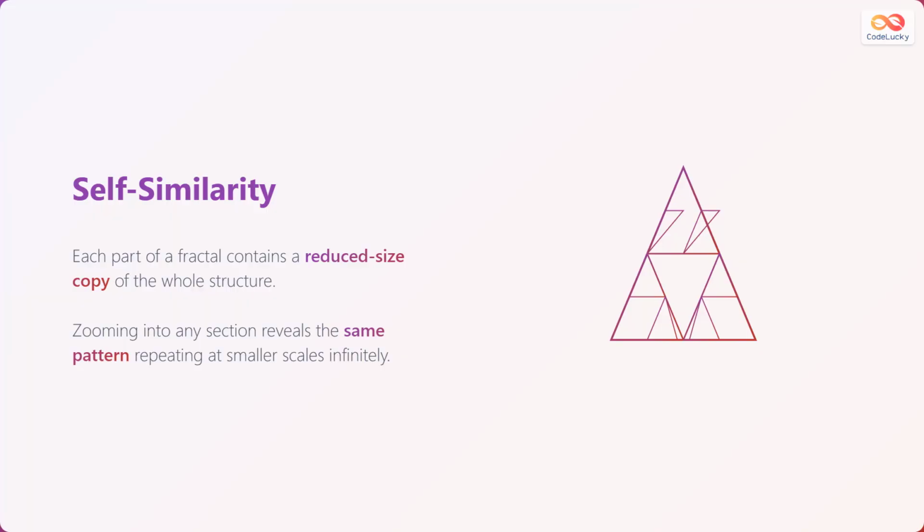Self-similarity is a fundamental property of fractals. Each part of a fractal contains a reduced-size copy of the entire structure. Therefore, if you zoom into any section of a fractal, you will see the same pattern repeating at smaller scales, potentially infinitely. A well-known example of a self-similar fractal is the Sierpinski triangle.